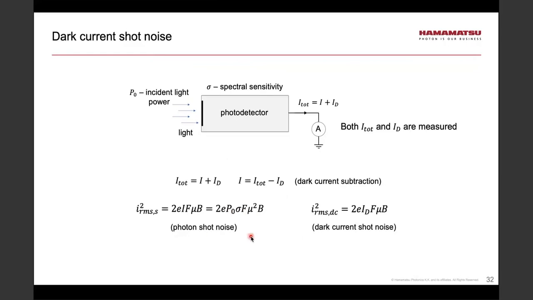A similar argument can be made in the case of dark current. Again, there is no such thing as perfectly DC dark current. There are going to be fluctuations, and therefore dark current will also contribute noise, whose variance I'm now outlining with the mouse. So a very similar equation as photon shot noise, where here I sub D represents the dark current at the anode.